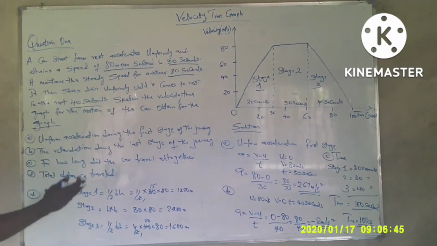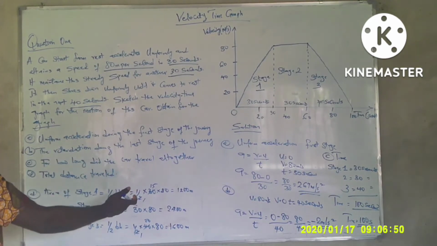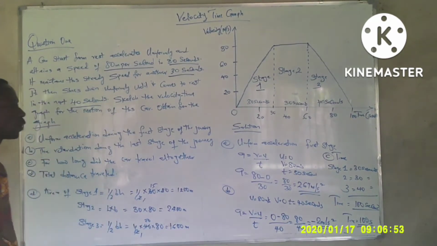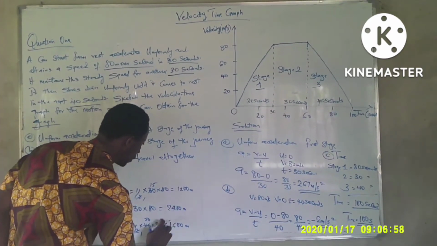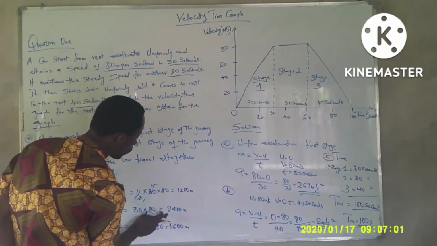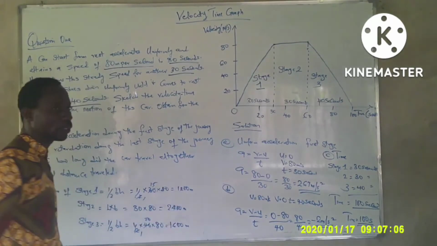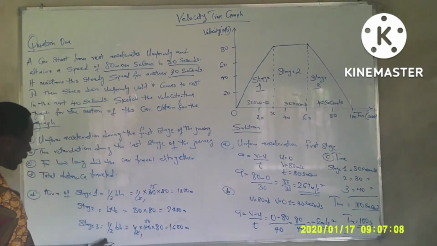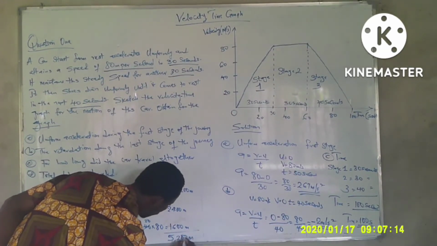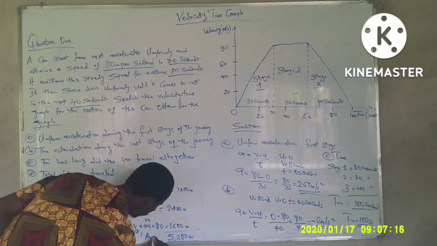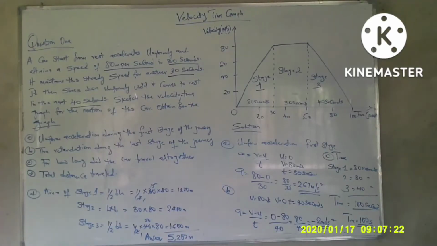So the distances in each of the stages are 1,200, 2,400, and the third stage is 1,600. So the total distance for the journey is 1,200 plus 2,400 plus 1,600. 2,400 plus 1,600 gives us 4,000. 4,000 plus 1,200 gives us 5,200. So the total distance traveled is 5,200 meters. That's the answer for question D. It's as simple as that.